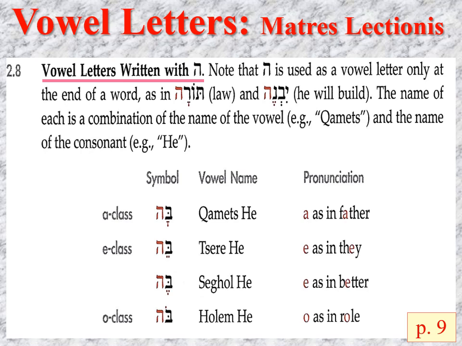A as in father. In the E class, we have tsere hey, A as in they. And we also have the segol hey, as in better. And then for the O class, we have the holem hey, sort of O as in roll.